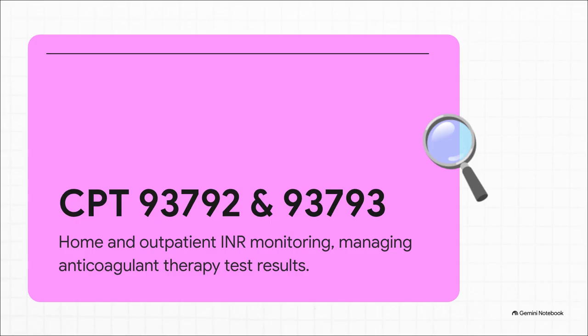Now, for longer-term management, CPT 99363 covers the initial 90 days of outpatient warfarin therapy, but you must have a minimum of 8 INR measurements to use it. And for each subsequent 90-day period, you'd use CPT 99364, which requires a minimum of 3 INR measurements.